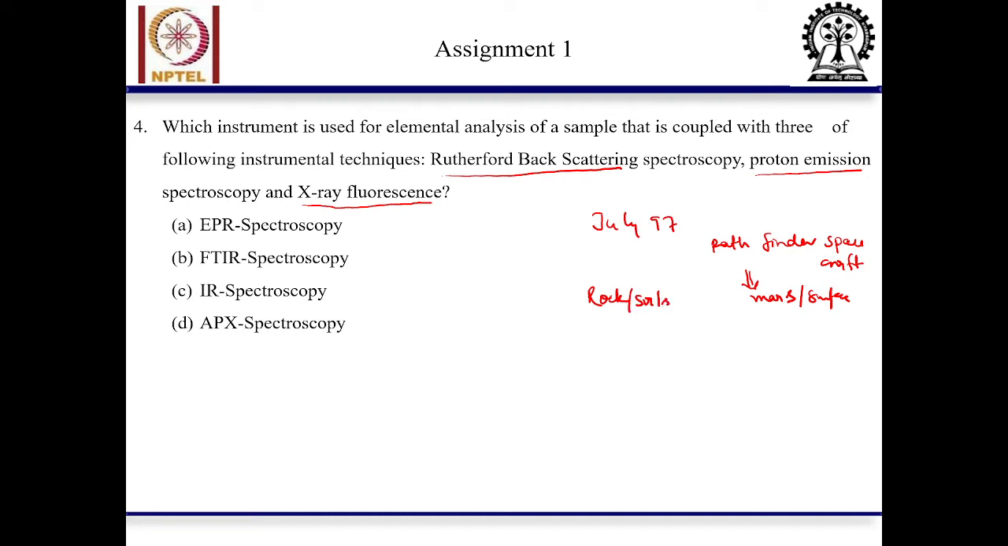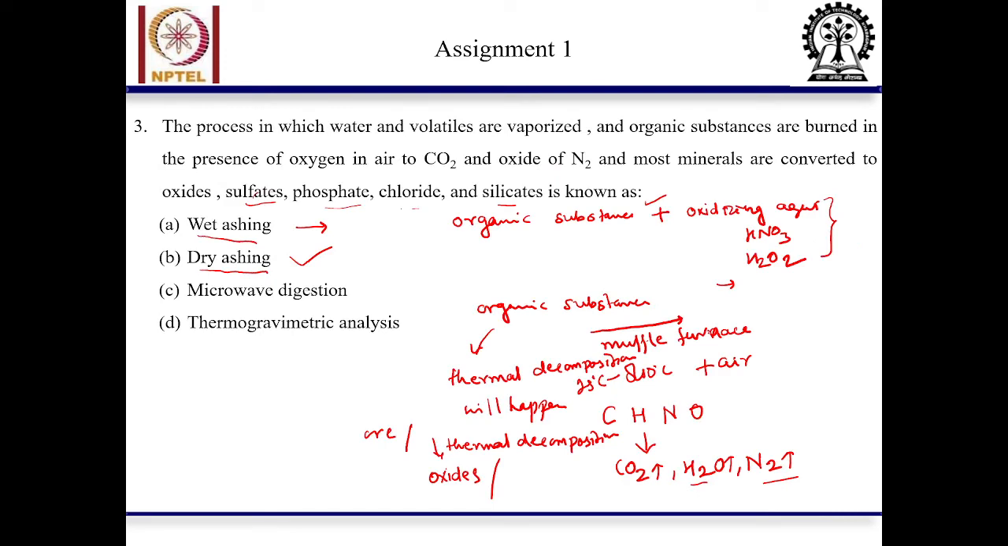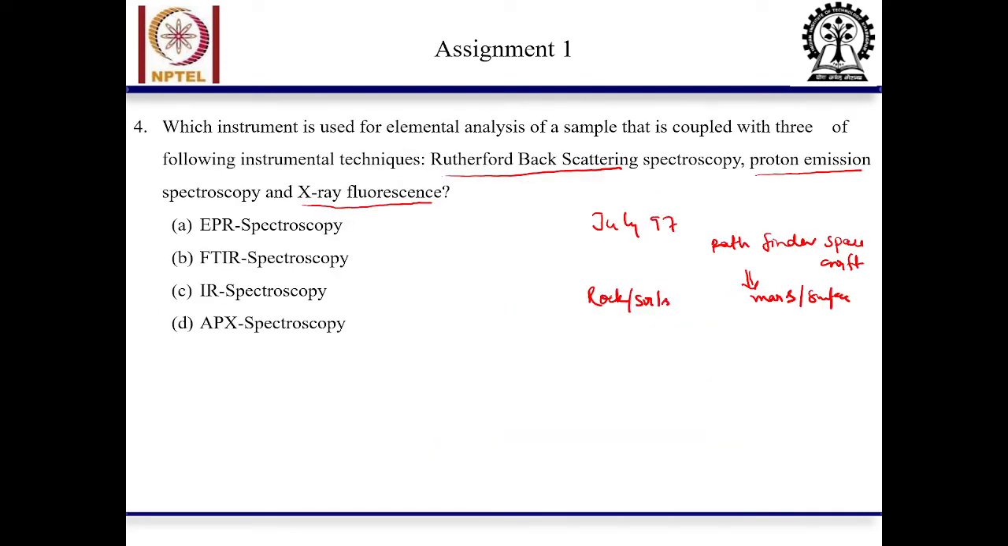So in this, they send the instrument called APXS. Okay, so here A is the alpha, P stands for the proton, X stands for the X-ray, and S is of course, as usual, the spectroscopy. So alpha, proton, X-ray, spectroscopy.